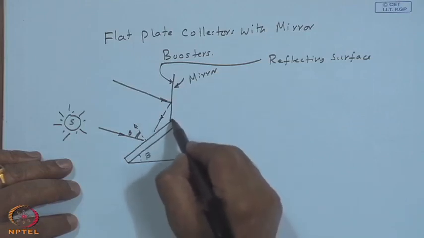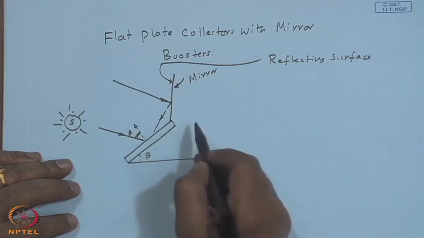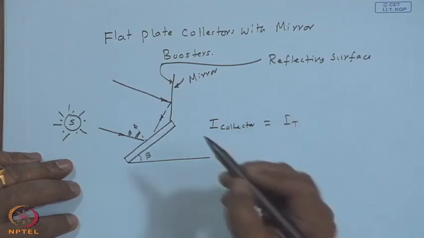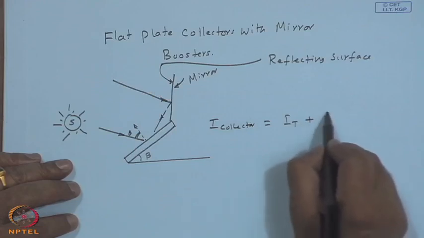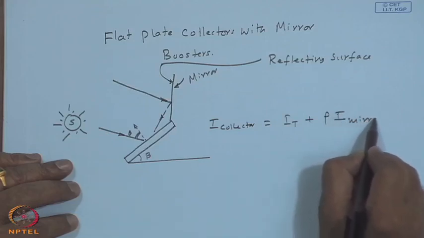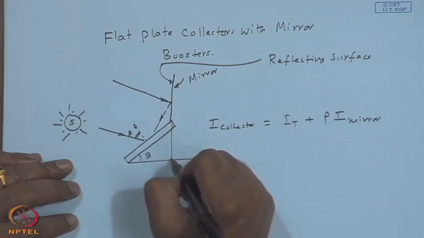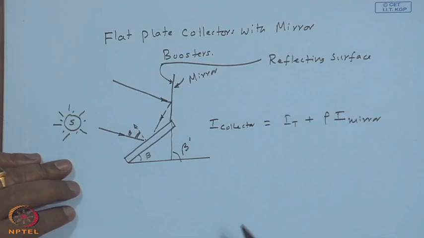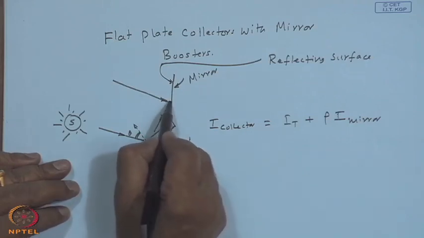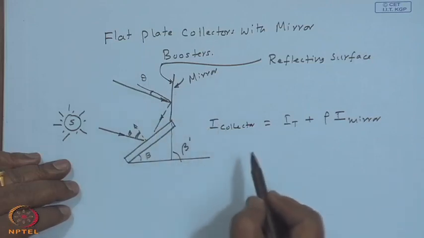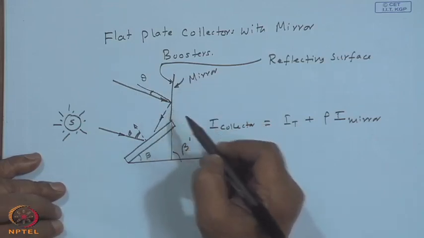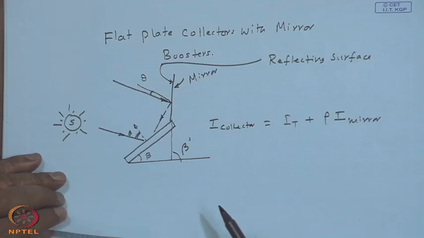So, if you attach a mirror, the radiation received by the collector will be equal to I t that we have estimated a number of times, plus rho of the mirror into whatever is falling on the mirror. Now, if I extend it, this may be beta dashed. So, I can express this as a surface with a slope beta dashed, and in this case there may be very small theta, nearly normal. If it is nearly normal, there will be no reflection. Okay. One can choose the appropriate angle depending upon the declination and the latitude of the location.